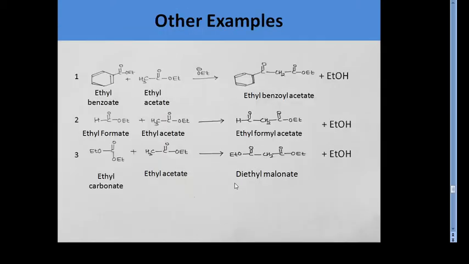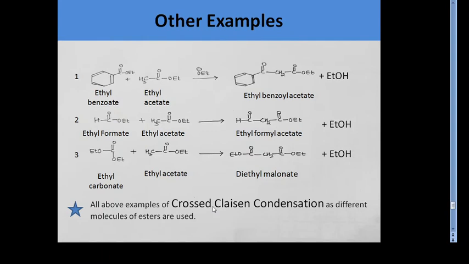Now let's see the other examples also. Suppose we have ethyl benzoate and ethyl acetate. So you get ethyl benzoyl acetate here. Similarly, ethyl formate and ethyl acetate will give you ethyl formyl acetate, and diethyl carbonate and ethyl acetate, which is a very good method for preparation of diethyl malonate.